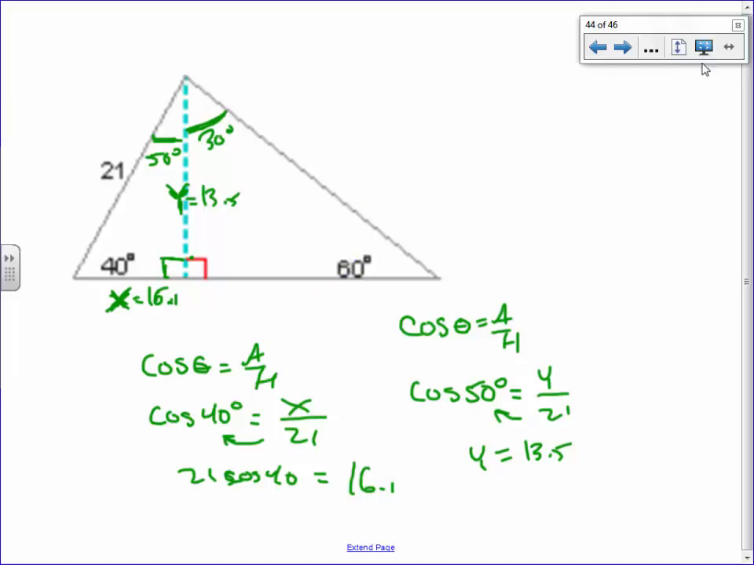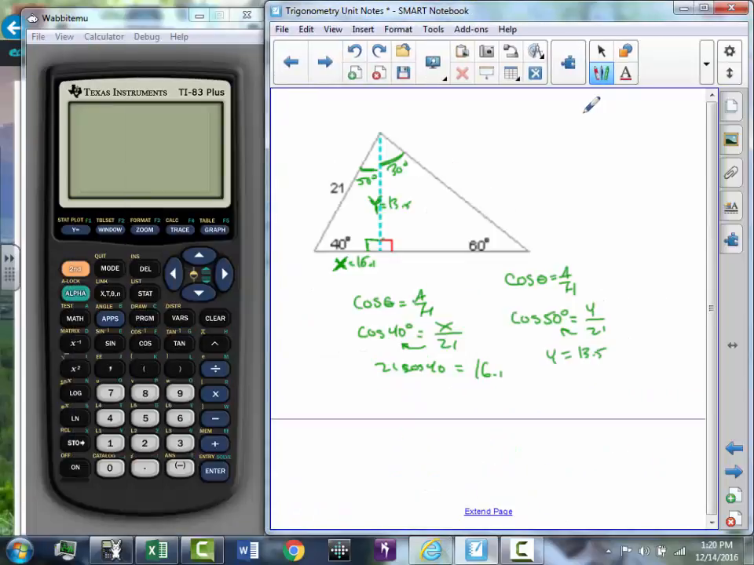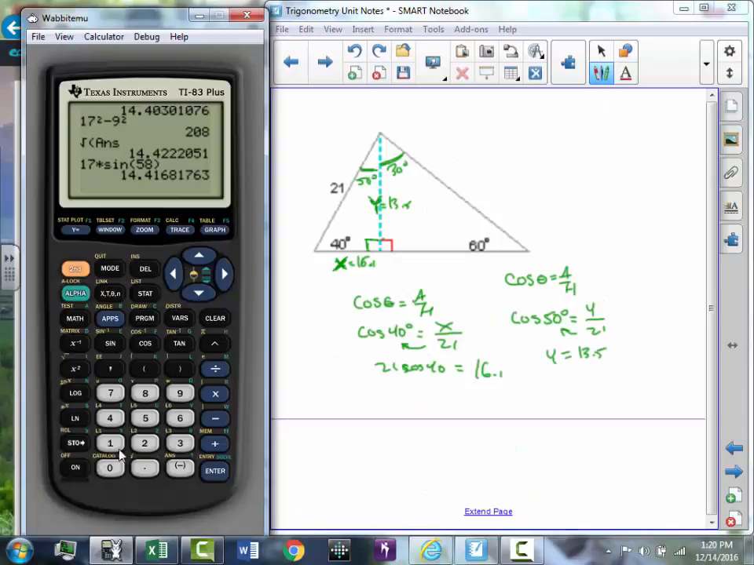Is that the only way you could have solved for it? No. Here, let me just prove it to you otherwise. You could have taken 21 squared minus 16.1 squared. You could have used Pythagoras' theorem on the triangle there. And look, you still get 13.5. You guys still with me so far?